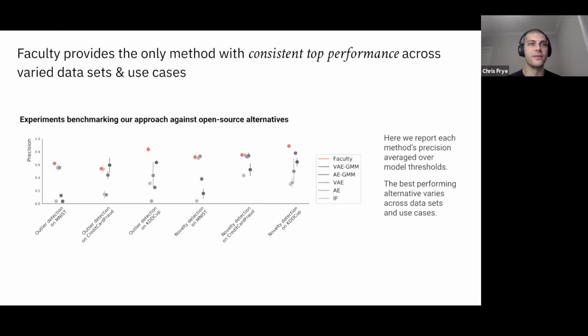Faculty's method is in coral, and the open source methods are in varying shades of gray. And just to be a little bit more precise, that's actually the precision averaged over all values of the recall. What you can see from these experiments is that our method is the only one that shows consistent top performance across data sets and use cases. The best performing open source alternative just varies from experiment to experiment and from data set to data set.